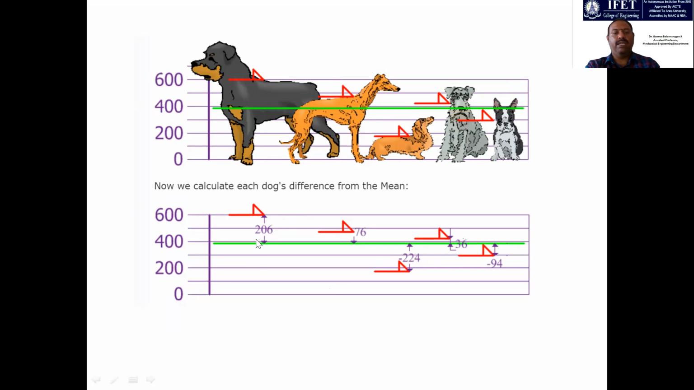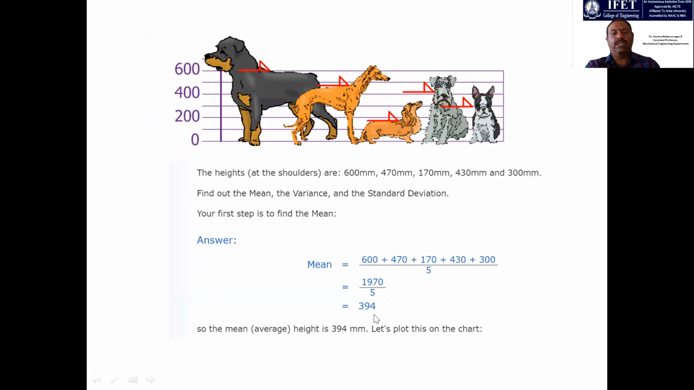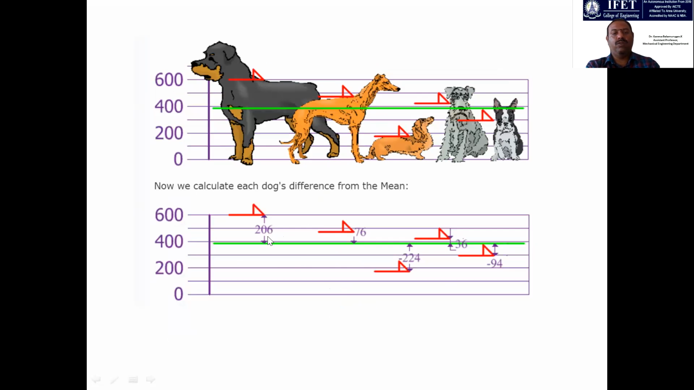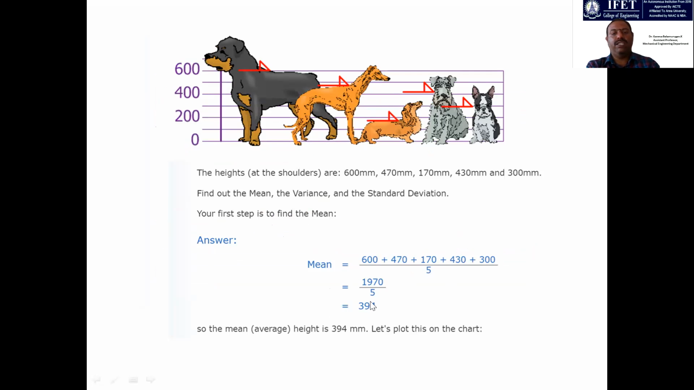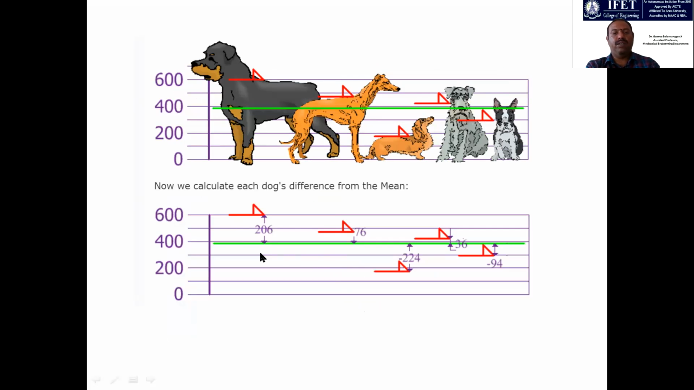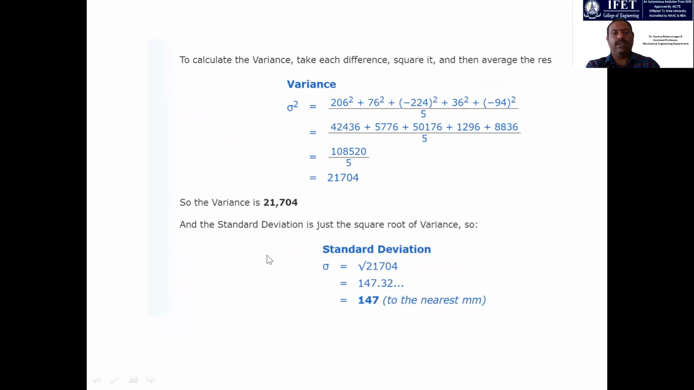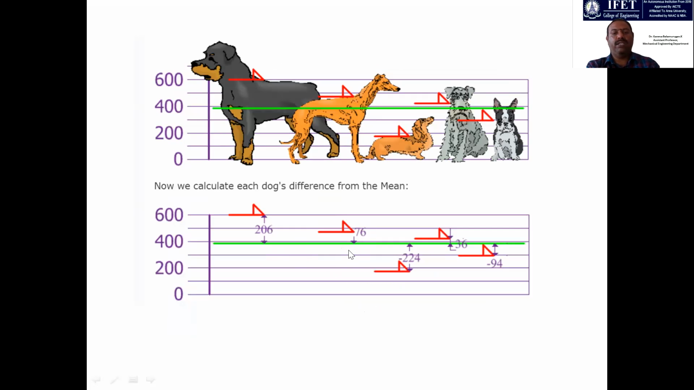From that, you have to find the deviation, how the height of each and every dog varies. Now you can see this black dog is 206. Now we are finding the deviation. 206 is the deviation from the normal height, that is the mean value. So 600 minus 394 is 206, and like this 470 minus 394. First we are finding the deviation, we are not making the square yet. In the next step we will take the square.